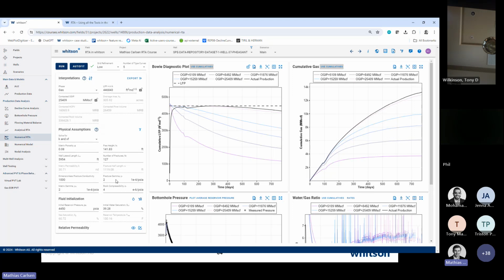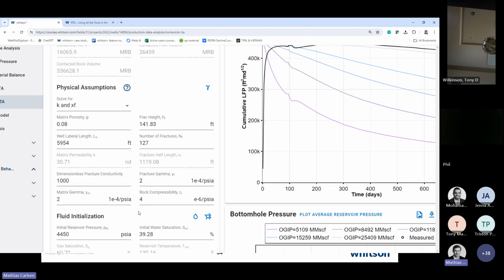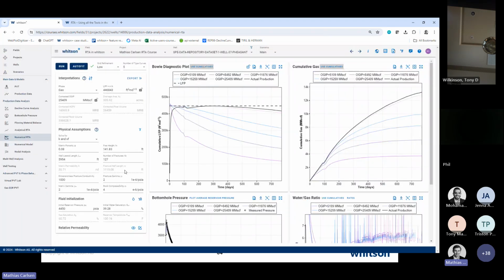Hopefully you're seeing something similar to me. If not, ensure that your gamma parameter here is 2 and this gamma parameter here is 2, in field units. Even though I come from Norway, I don't even understand anything that's not field units anymore. So, good. Hopefully you see something like this on the screen.